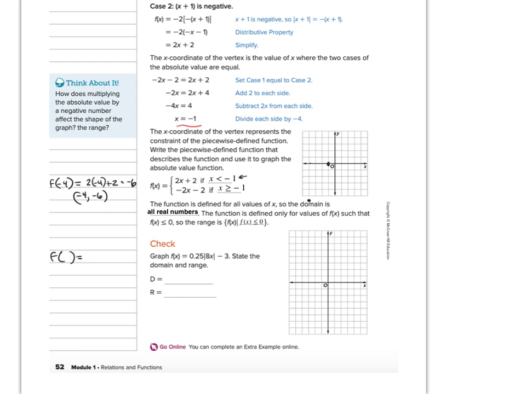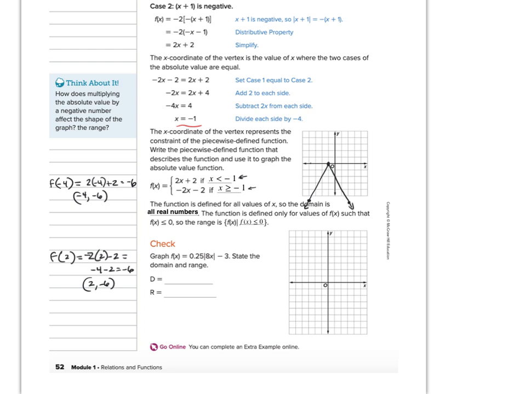So I'm going to pick something different here. I'll pick 2. And when I have a positive 2, I use this function when x is greater than or equal to -1. So -2 times 2 minus 2 is going to be -4 minus 2, which is -6. And so my ordered pair is 2, -6. Looks something like that. There you go. Hopefully that's what your graph looks like.